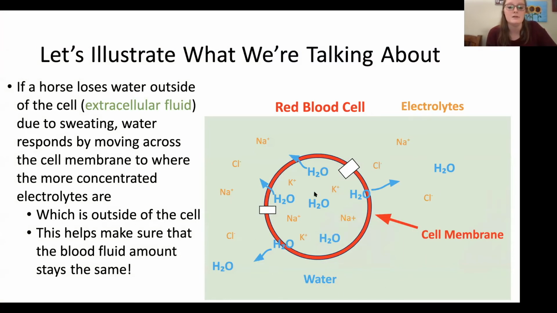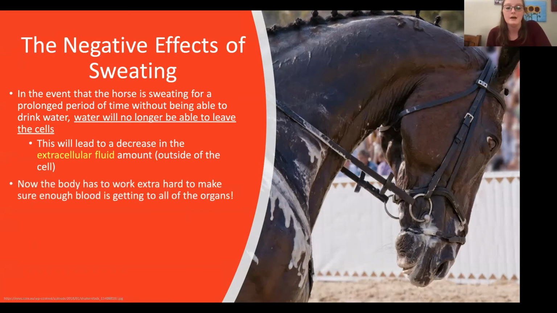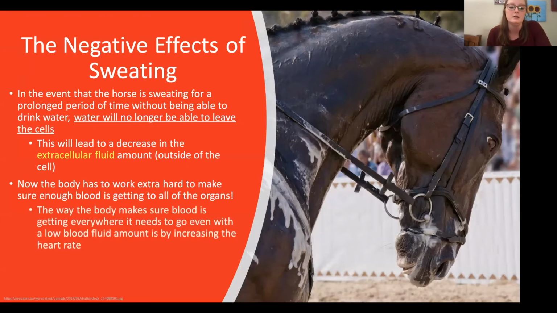But you only have a set amount of water stored in your red blood cells. So there can come a point when there's no more water to be shared, and that's when it becomes a problem. And this problem is represented by a decrease in the extracellular fluid altogether. Now the body has to work extra hard to make sure that the red blood cells that are carrying oxygen can even move around the body, because there's not enough fluid in there with them to move them around.